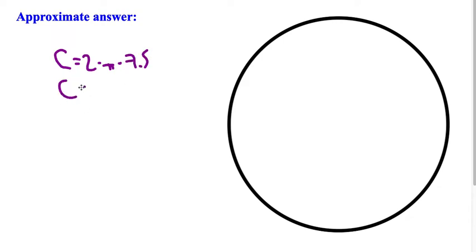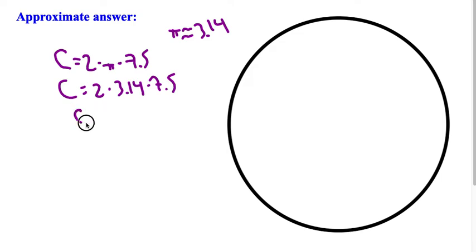7.5, which would mean it'd be 2 times, I'm just going to use 3.14 as pi, because pi is approximately equal to 3.14, right? And then you just run those numbers. 2 times 3.14 times 7.5, whoops, 7.5 is 47.1, and because it's circumference, just straight centimeters.